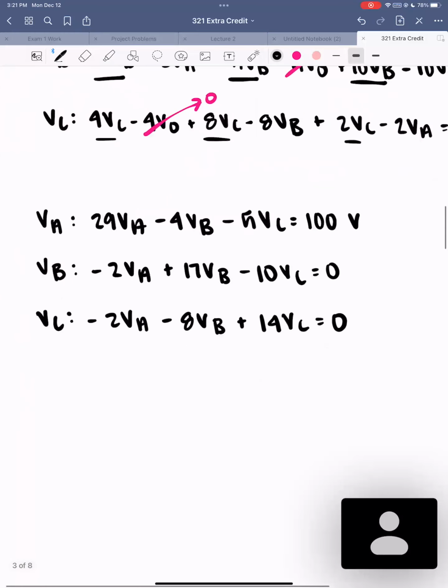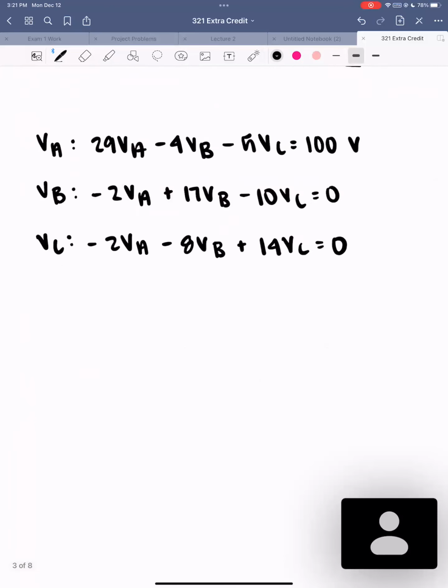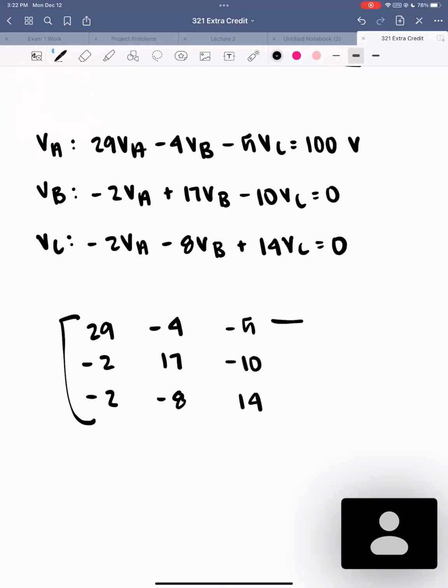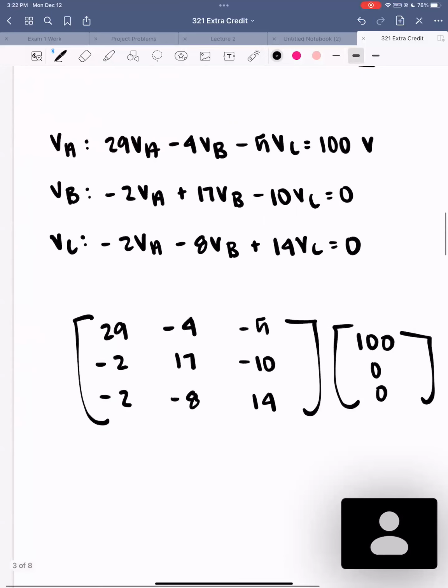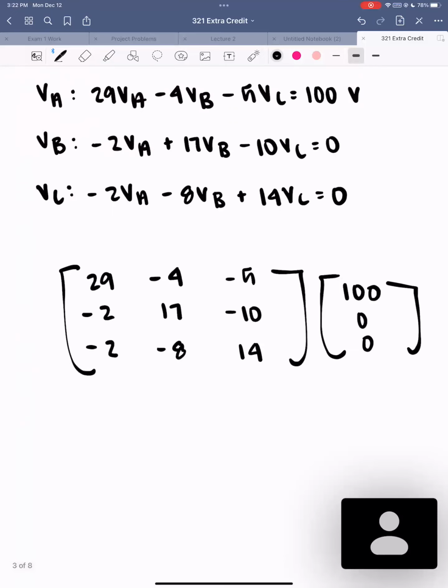And the easiest way to find each variable is to do the matrix math. So we're going to make a 3x3 matrix with VA, VB, and VC, and all the VAs will be in one column, all the VBs will be in their own column, and all the VCs will be in their own column. So it will look like this. These are all the VAs, and then the VBs, and then the VCs. And then we're going to make another matrix with the right side of the equation. So we just have 100, 0, and 0. And then we are going to plug this all into the calculator.